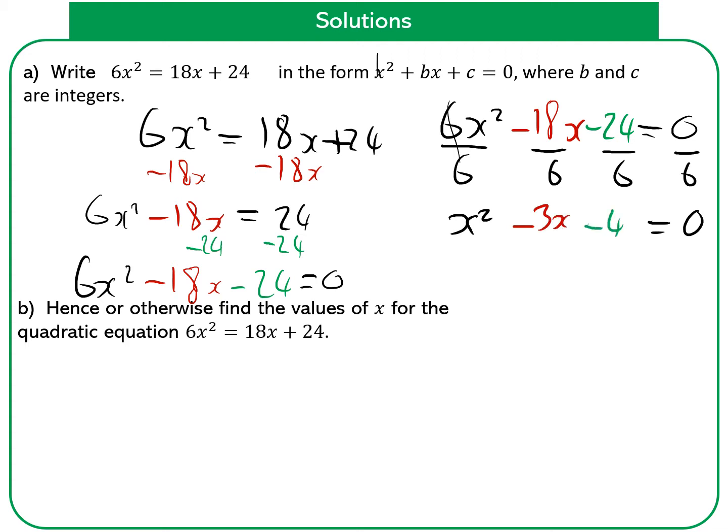So my value of c was minus 4, my value of b was minus 3, so I've done it, and that's my answer. Hence or otherwise, find the values of x for the quadratic equation 6x squared equals 18x plus 24. Now, we've already bothered to rearrange that for part A, so let's please use that.